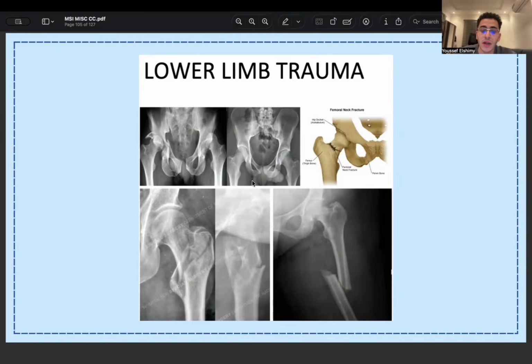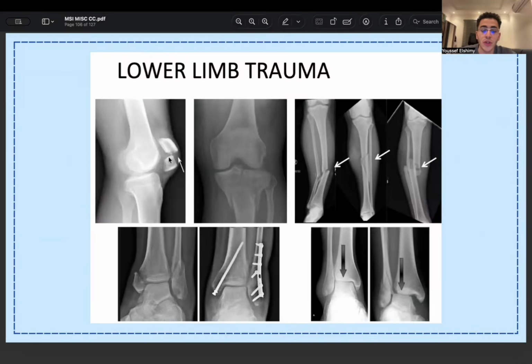We could have dislocations. We could have the femoral shaft fracture. We could also have intertrochanteric fracture. We could have the patellar fracture. We could have proximal tibial fracture. We could have also fracture of the shaft of the tibia as well as the fibula. We could have even displacement and fracture of the ankle, and this is a picture of treating it.